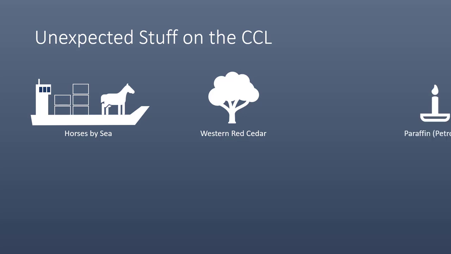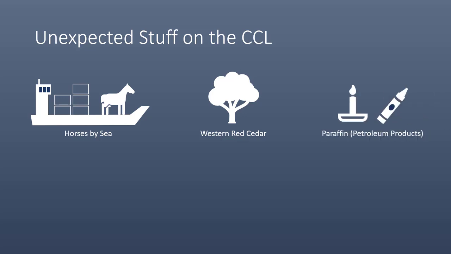Next, certain petroleum products, such as paraffin wax, are on the list. Paraffin wax is the stuff that candles and crayons are made out of, and it's just about the most boring substance you can think of.